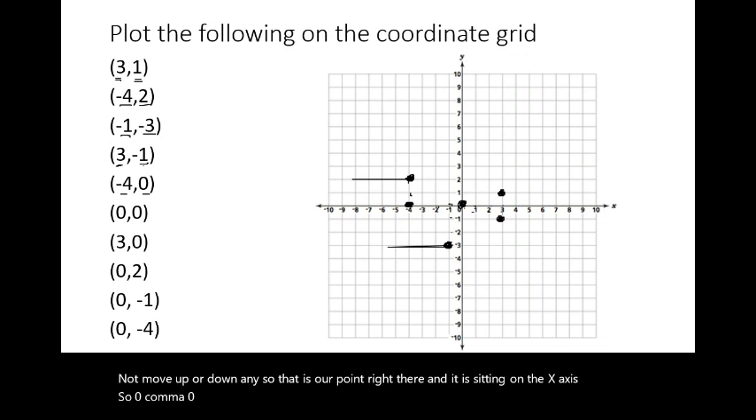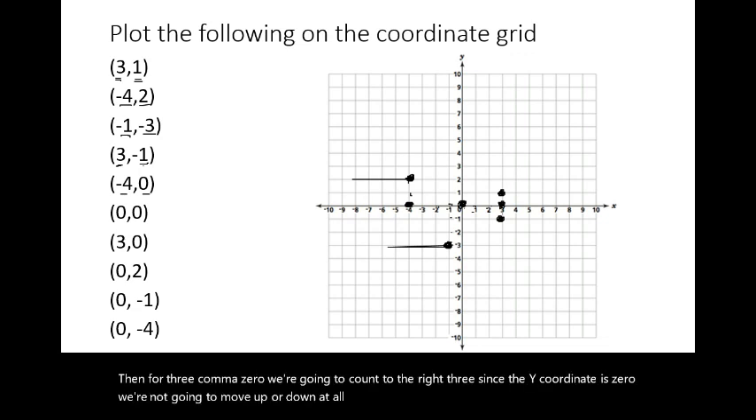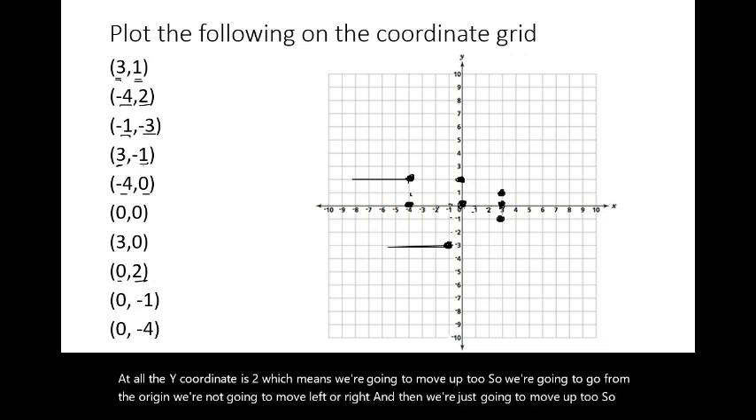Then for 3, 0, we're going to count to the right 3. Since the y-coordinate is 0, we're not going to move up or down at all. Now for 0, 2, the x-coordinate is 0, which means we are not moving left or right at all. The y-coordinate is 2, which means we're going to move up 2. So we're going to go from the origin, we're not going to move left or right, and then we're just going to move up 2. So 0, 2 is right there.